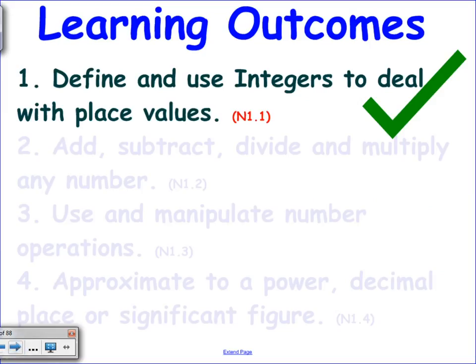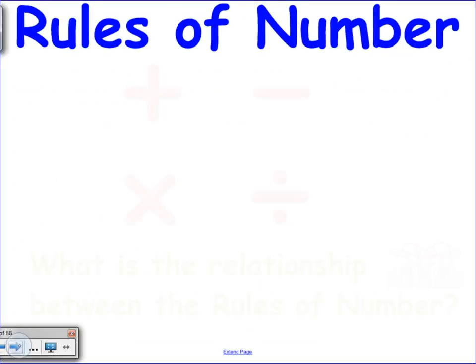Right. And really, that's the first objective. We're flying through, half an hour in: define and use integers to deal with place values. So all we've really talked about are the numbering system, but we know where things are in that numbering system, and we know 0 is a holding number, a placeholder. We're going to get onto the interesting stuff next. We're going to start talking about adding, subtracting, multiplying, dividing, but we're only ever going to do that today with whole numbers. It doesn't get nasty until next week and the week after. Okay? So the rules of number.